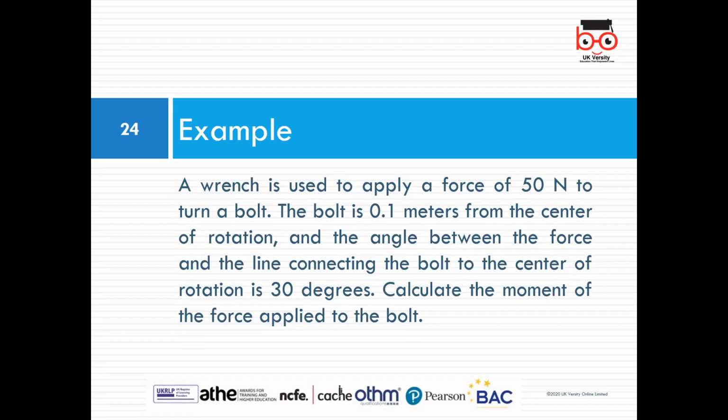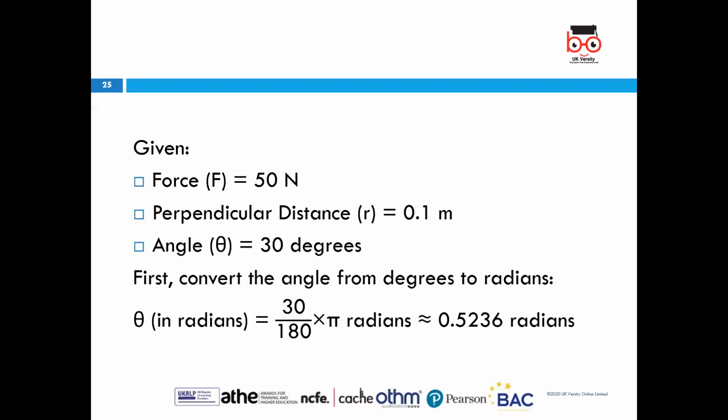Again, we'll go through it. A wrench is used to apply a force of 50 newtons to turn a bolt. The bolt is 0.1 meters from the center of rotation, and the angle between the force and the line connecting the bolt to the center of rotation is 30 degrees. You have to calculate the moment of force applied to the bolt.